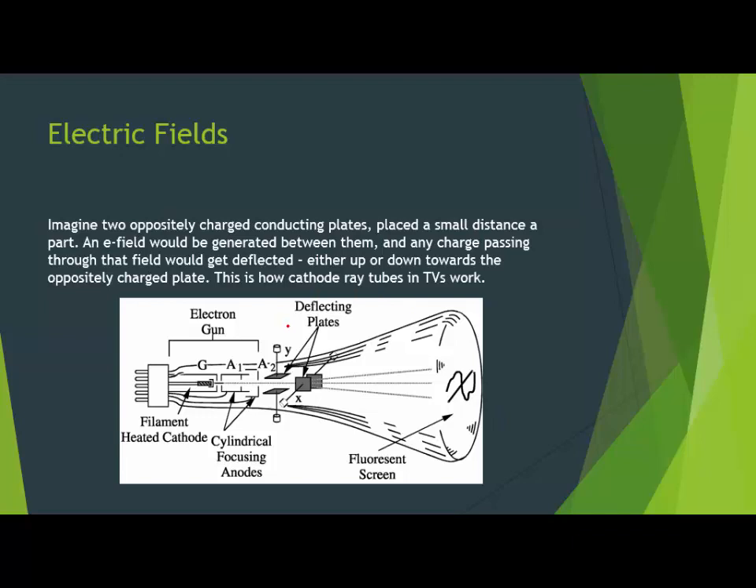So this is a cathode ray tube, and this is what is in the TV that's in the corner of my room that I want to break apart and take a look at. But what happens is you have an electron gun in your TV, and it generates an electric field between these little plates. And as the electron shoots through there, it gets deflected by the field that's happening between these plates.